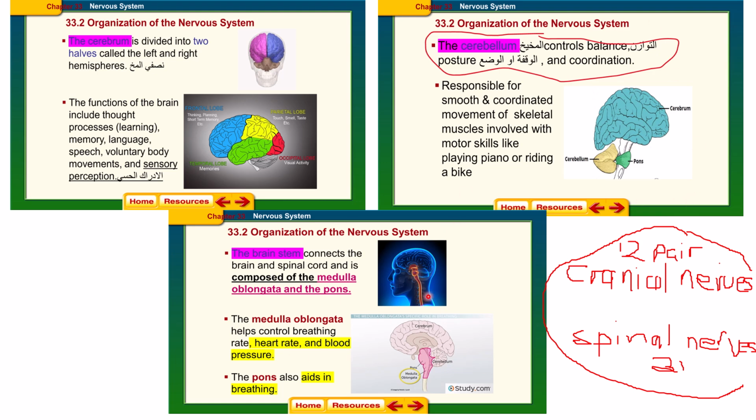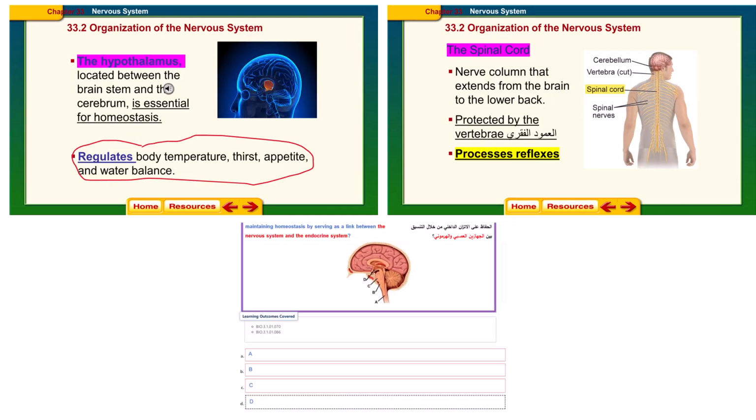Coming to the brainstem, it is divided into the pons and the medulla oblongata. The medulla oblongata controls your heart rate and blood pressure, whereas the pons aids in breathing. And the pons serves as a bridge to communicate between the cerebrum and cerebellum. You have 12 pairs of cranial nerves and 31 pairs of spinal nerves. Then coming to the hypothalamus, it is located between the brainstem and the cerebrum, and it is the master gland and the link between the endocrine system and the nervous system. It regulates body temperature, thirst, appetite and water balance.